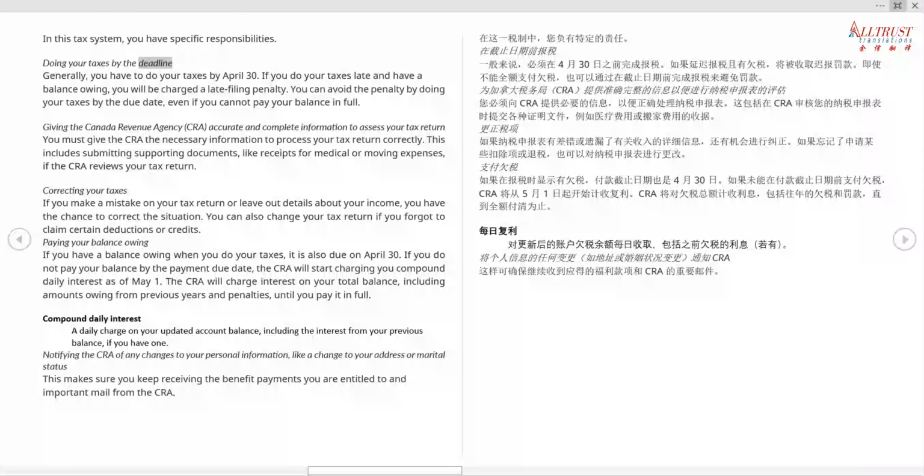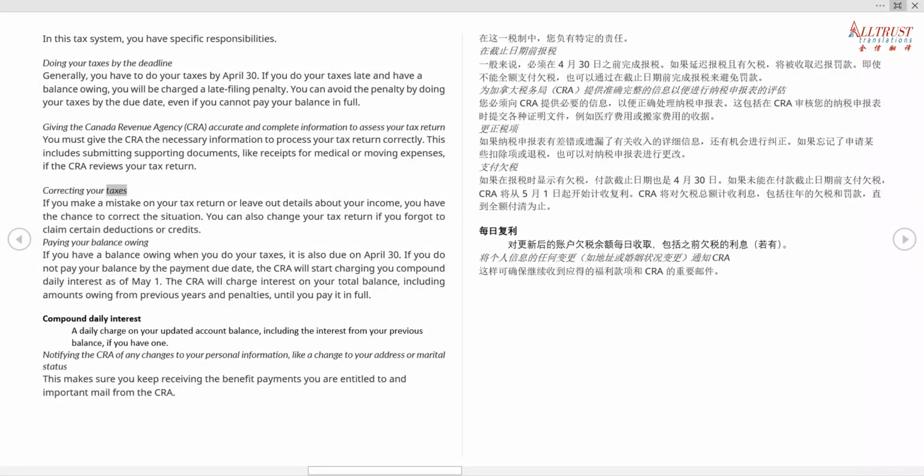Doing your taxes by the deadline. Generally, you have to do your taxes by April 30th. If you do your taxes late and have a balance owing, you will be charged a late filing penalty. You can avoid the penalty by doing your taxes by the due date, even if you cannot pay your balance in full. Giving the Canada Revenue Agency, CRA, accurate and complete information to assess your tax return. You must give the CRA the necessary information to process your tax return correctly. This includes submitting supporting documents, like receipts for medical or moving expenses, if the CRA reviews your tax return.